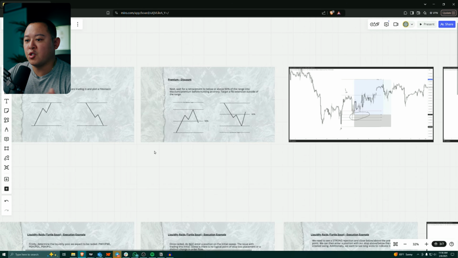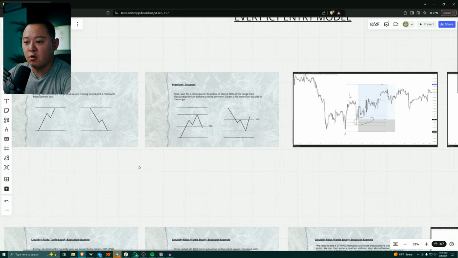Now, premium and discount entries are great, but what if I told you there's a way that you could spot where price is about to explode with momentum? This next model helps you identify zones where smart money is possibly loading up on positions.